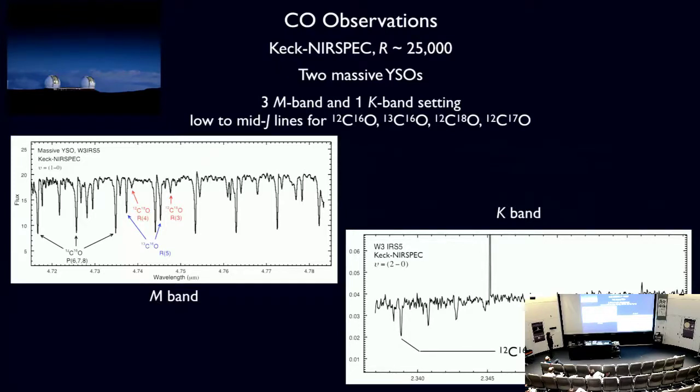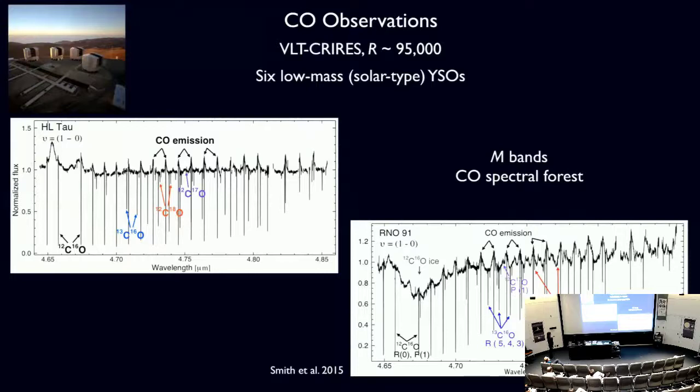So we have 12C16O, 13C16O, 12C18O, 12C17O. If we're very lucky, we get all of them. Usually we just get the first two, especially for massive YSOs. And then we have M band, which is this 4 micron transition, as I was talking about before. And then this K band, or the 2 micron, gives us optically thin 12C16O lines. And these are the lines we're using for our abundance calculations.